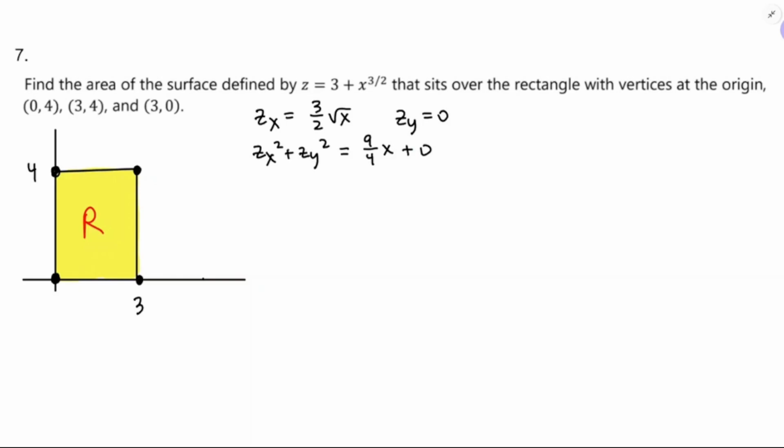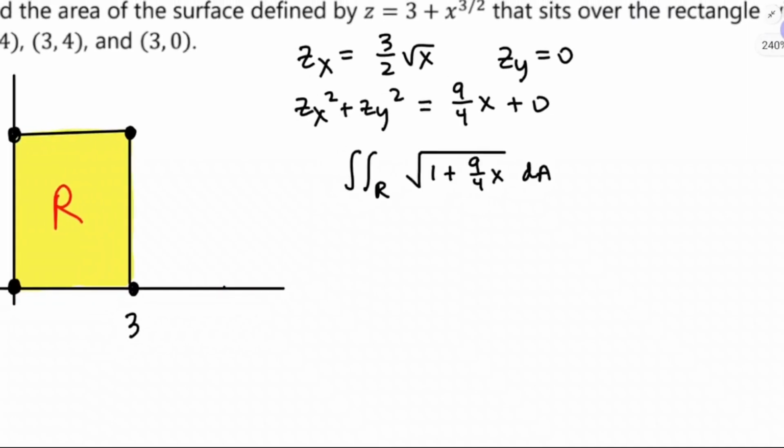And then we're going to double integrate over region R the square root of 1 plus zx squared plus zy squared, which is 9/4 of x, dA. Now, we're going to have to anti-differentiate this, right? There's not really any way around it, because 1 plus 9/4 x square rooted is not just a constant. So x is running from 0 to 3, and y is running from 0 to 4. So let's just knock out the antiderivative first, and then multiply the result by 4. That's what I'm thinking.